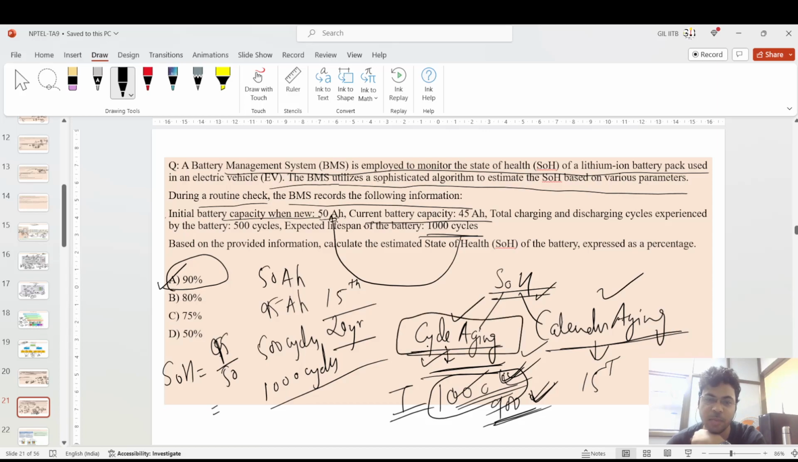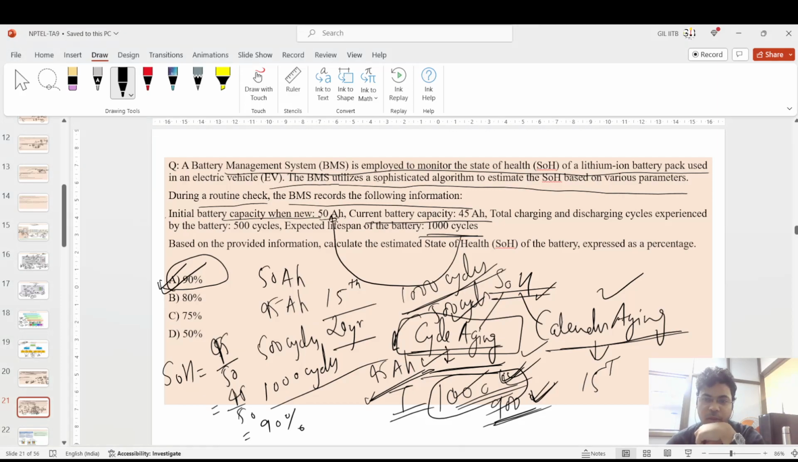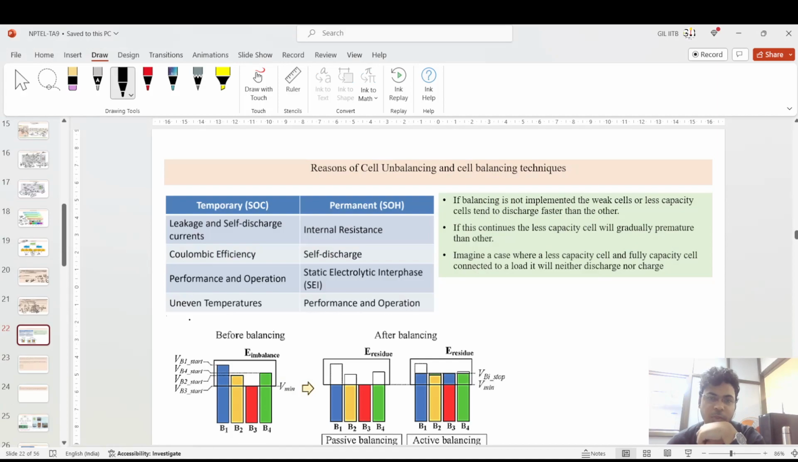Okay, what I have told you is that SOH has two parameters, that is cycle aging and calendar aging. And this cycle aging is already being utilized, because initially the manufacturer has given 1000 cycles, and you have utilized 500 cycles. Based upon that, your capacity has deteriorated to 45 Ah capacity. So that is actually accounted for by this cycle aging itself. The capacity which is already given has incorporated this cycle aging. Based upon that, SOH is equal to 45 by 50 is equal to 90%. Okay, that's true. If you have any doubt, you can ask me.